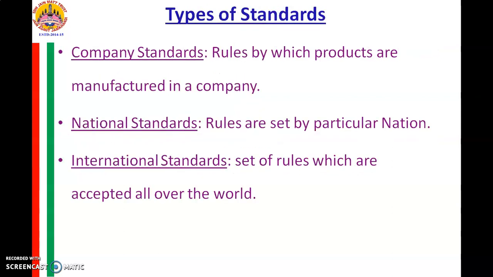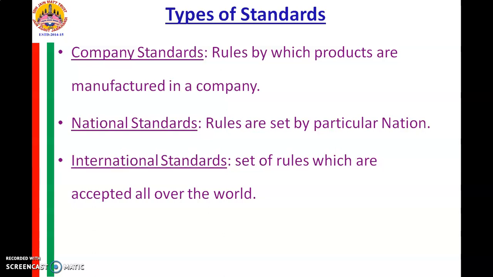Next, types of standards. Types of standards are categorized into three kinds: company standards, national standards, and international standards. Company standards are the rules by which products are manufactured in a company.